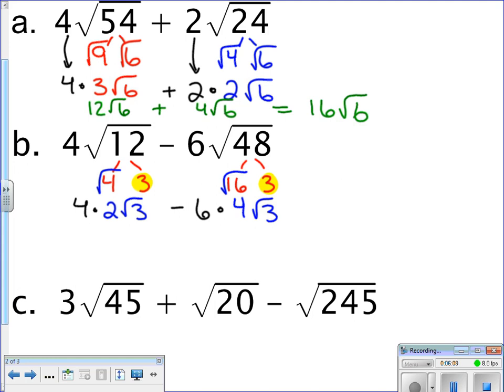2 times 4 makes 8 square root 3. 6 times 4 makes 24 square root 3. 8 minus 24 is negative 16 square root of 3.